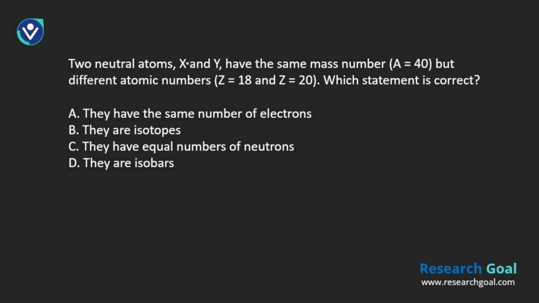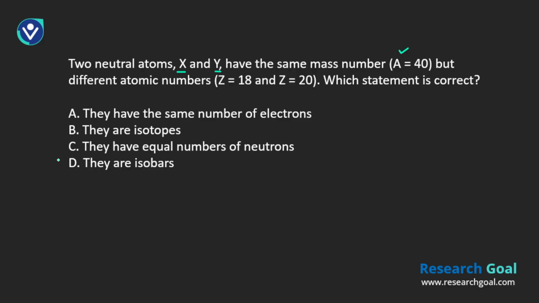Two neutral atoms X and Y have the same mass number, which is 40, but different atomic numbers, which are Z = 18 and Z = 20. Which statement is correct? Option A, they have the same number of electrons. Option B, they are isotopes. Option C, they have equal number of neutrons. Option D, they are isobars.